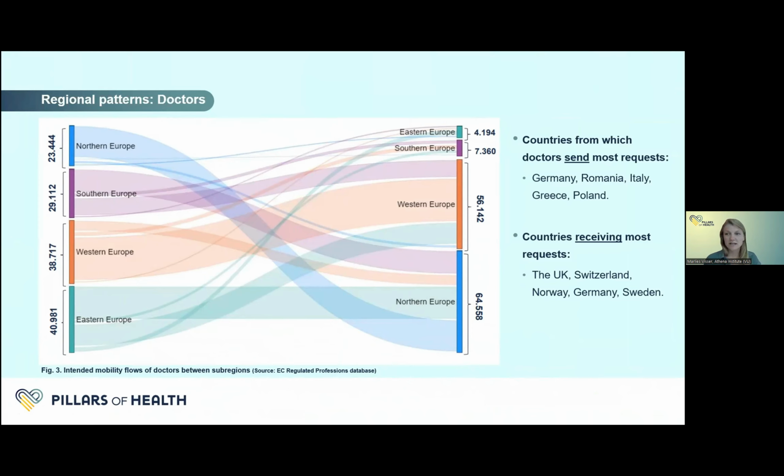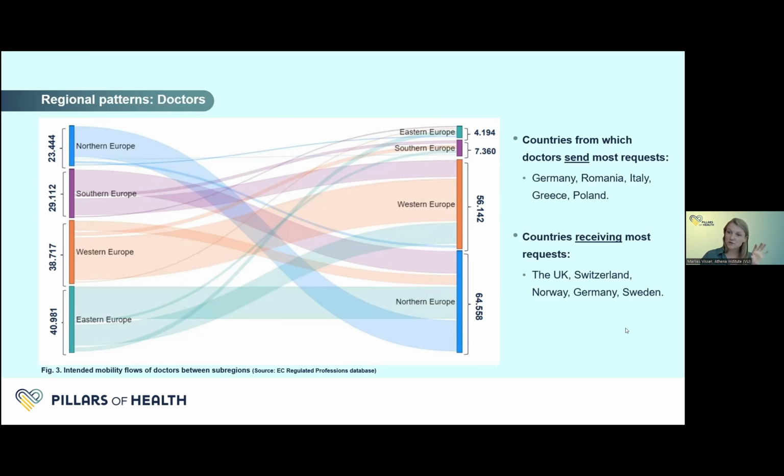On the slides, I first want to look at the medical doctors. You see a Sankey diagram with flows from left to right, and these flows indicate the absolute number of doctors and nurses seeking to get their qualification recognized in another country, which may be either in the same region or in a different region. And looking at these flow diagrams, we can see that the regions from which doctors send most of these requests are Eastern Europe and then Western Europe and Southern Europe. And on the right-hand side, most of these requests are received by Northern European countries and Western European countries, while a limited number of requests are received by countries within Eastern and Southern Europe.